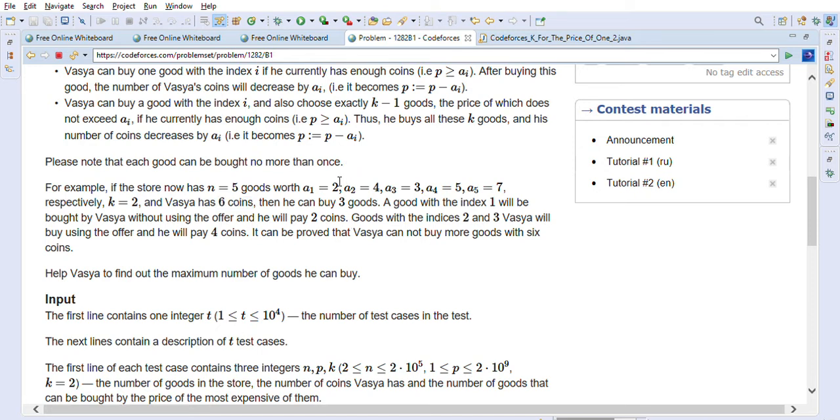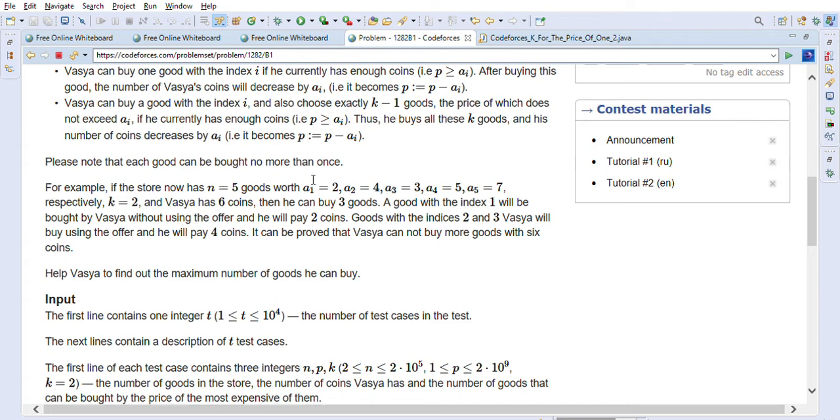So let's say he buys this 2, right? Once he buys this 2 item, then his coins will be 4. So now he has the ability to buy 4 items. So he can buy this a2 is equal to 4, right? Once he buys this a2 is equal to 4, he will get this a3 is equal to 3 for free basically, right? Because one item is free, which is less than this cost.